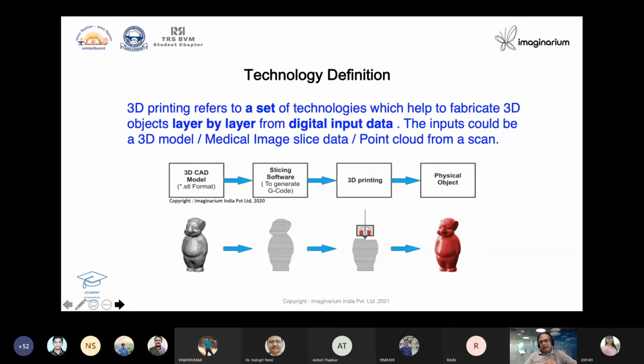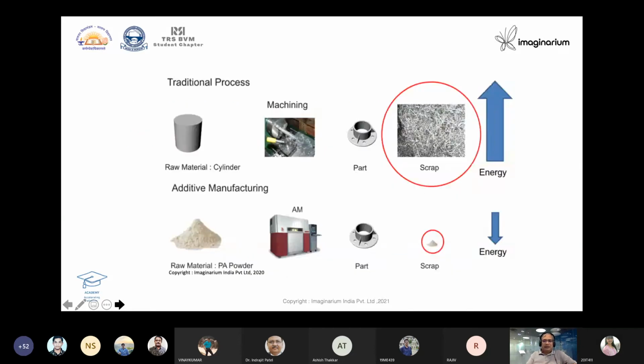So by definition, 3D printing is not one technology, it is a set of technologies, as you can agree now. 3D printing is a set of technologies which help to fabricate 3D objects layer upon layer from a digital input data, right? And that digital input data is very, very important, okay? We'll come to why it is called so. Let us see. And you all can agree now, 3D printing is a lot greener manufacturing process because it leaves less scrap. It also has less demand on energy. Very important.